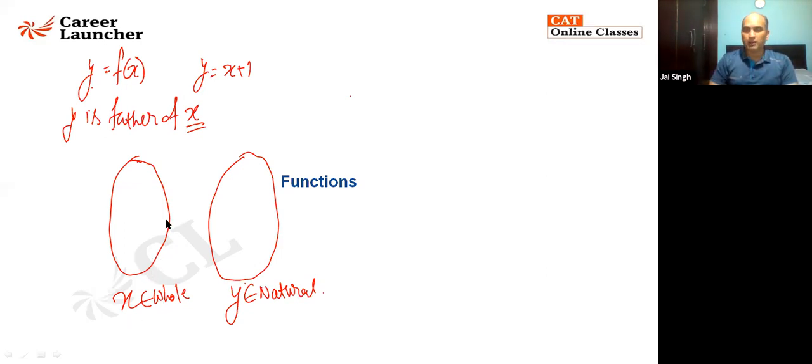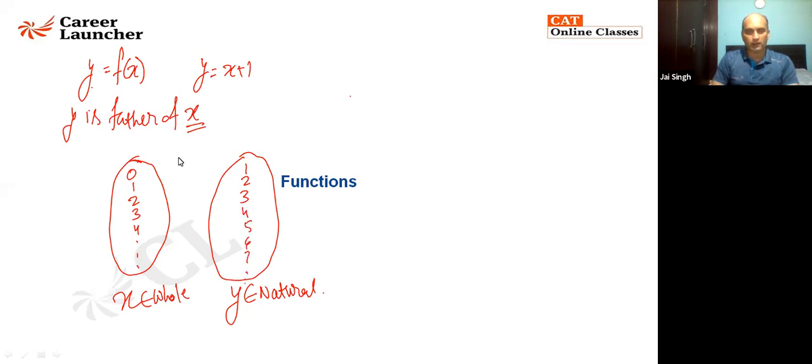For example, here I'm saying x is the set of whole numbers. I'll say 0, 1, 2, 3, 4, 5 till infinity, so this is also known as an infinite set. And here it is y, which is x plus 1. This is a set of natural numbers: 1, 2, 3, 4, 5, 6, 7, 8, 9.